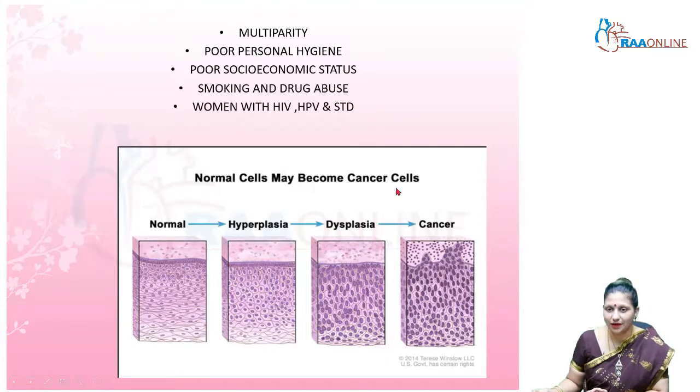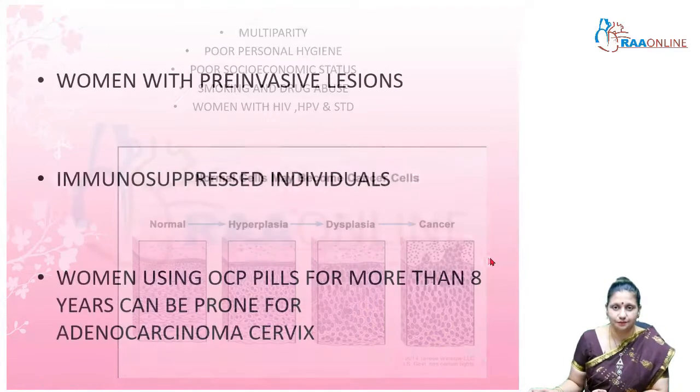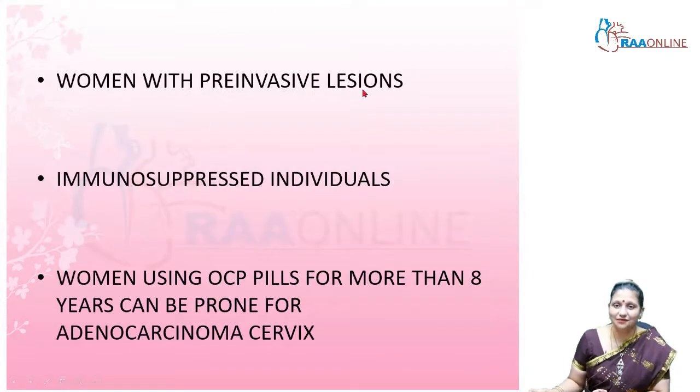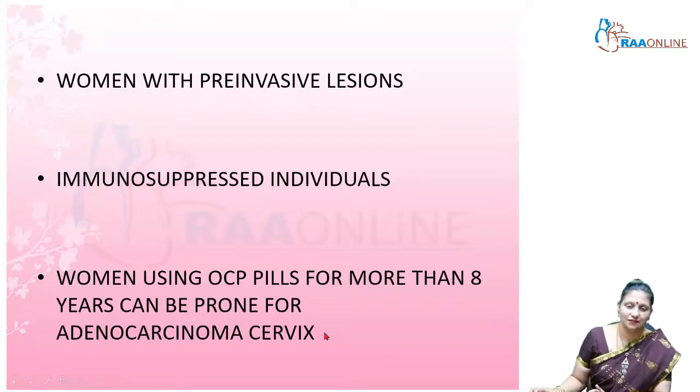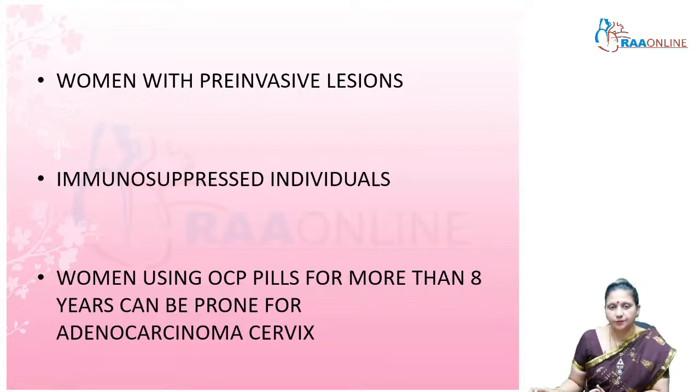So, normal cells may become cancer cells over a period of time. Normal epithelium becomes hyperplastic, becomes dysplastic, and then finally cancer develops. So, women with pre-invasive lesions, immunosuppressed individuals on corticosteroid therapies or HIV or disease modifying agents, or women using oral pills for more than 8 years can also be prone to a special type of carcinoma cervix, which is adenocarcinoma, which is the second most common variety, the commonest cancer cervix being the squamous cell variety.